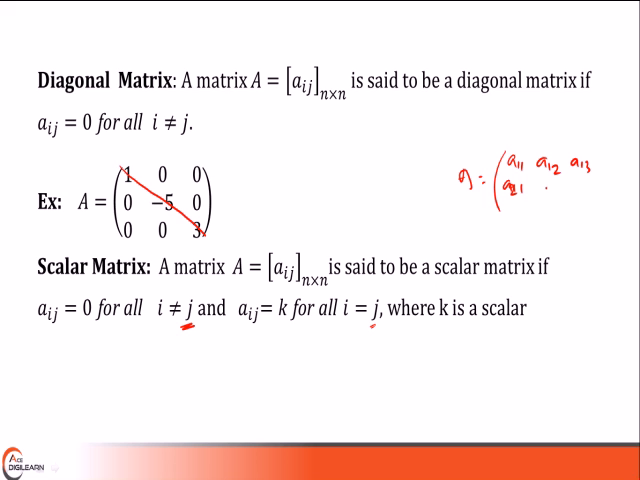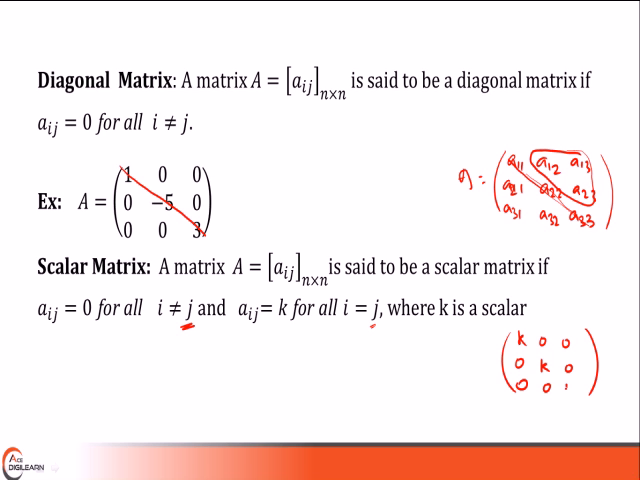A is equals to a matrix of order 3 by 3 can be written as a11, a12, a13, a21, a22, a23 and a31, a32, a33, in which i not equals to j means these are the elements which satisfy that property, so these six should be zeros, and the other elements where i equals to j, so these are the elements which are in the principal diagonal satisfying the property i equals to j, so those should be some k. So a scalar matrix must be in this form.